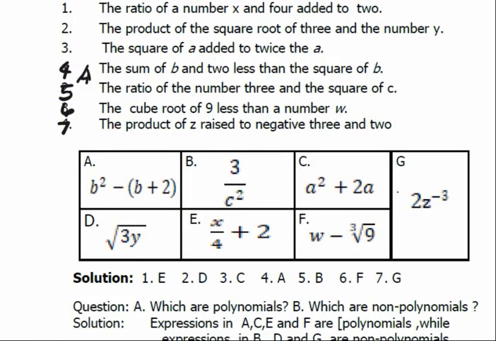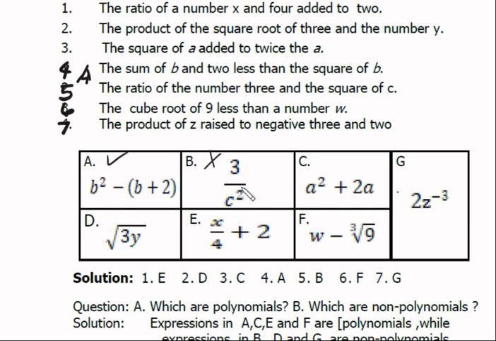We have to take note that these 1 to 7 examples consist of polynomials and non-polynomials. In the solution here, we have letters A, C, E, and F are considered to be polynomials. So where are those? Let's encircle those. Letter A, so these are polynomial expressions for letter A. This one, letter A, is a polynomial.